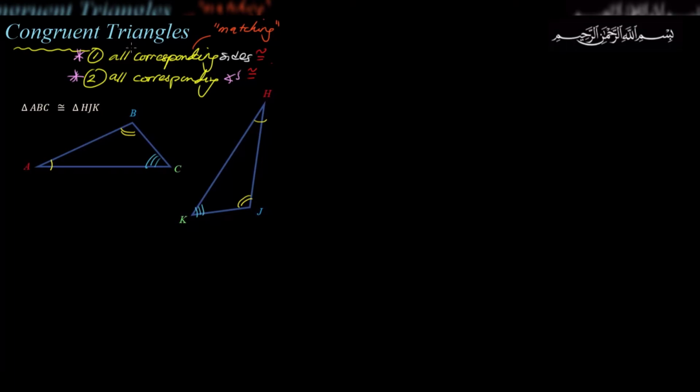So when two triangles are congruent, all their corresponding angles are congruent, and all the corresponding sides are congruent. What this also means is that side AB is going to be congruent to side HJ, side BC is going to be congruent to side JK, and side AC is going to be congruent to side HK or KH. These are corresponding sides and corresponding angles. So when two triangles are congruent, all their corresponding sides and corresponding angles are congruent.